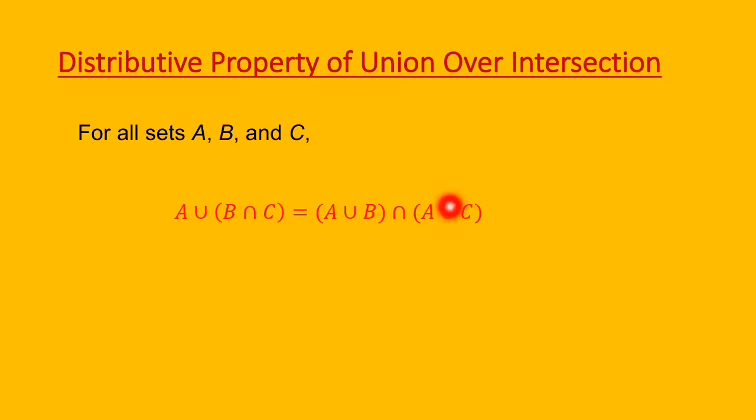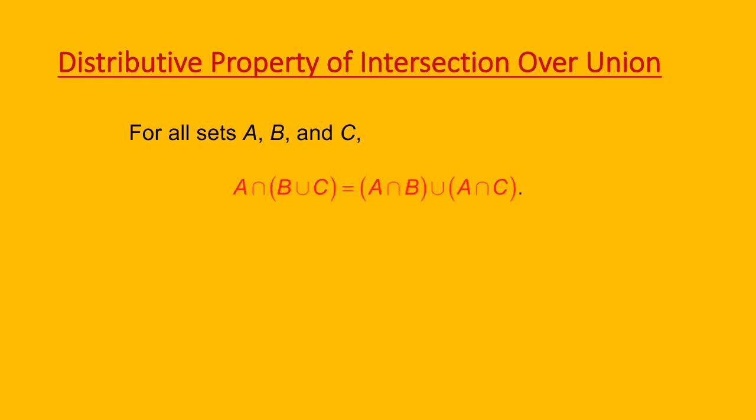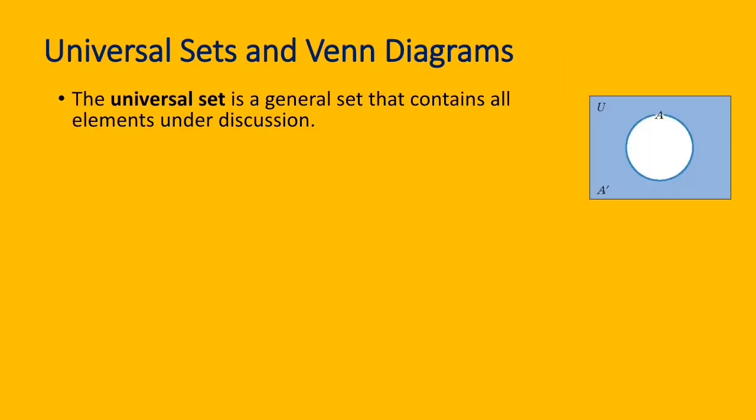And here is the distributive property of union over intersection. For all sets A, B and C, A union (B intersection C) always equals (A union B) intersection (A union C). You can say that A is distributed among B and C, and this one is the distributive property of intersection over union. For all sets A, B and C, A intersection (B union C) is equal to (A intersection B) union (A intersection C).